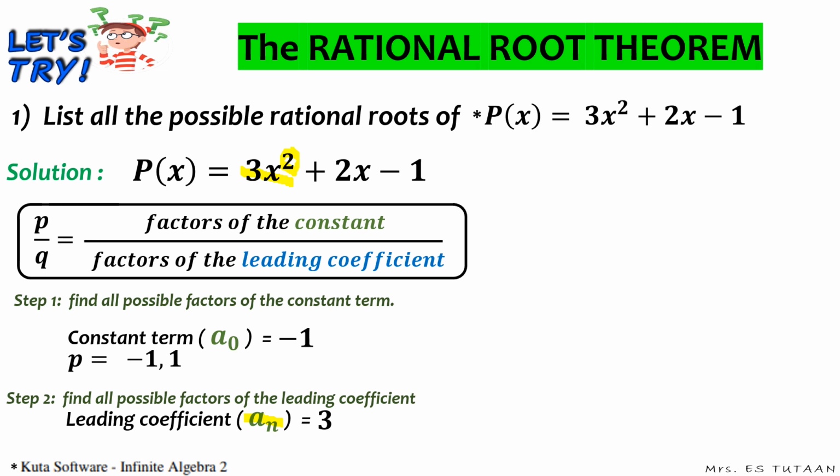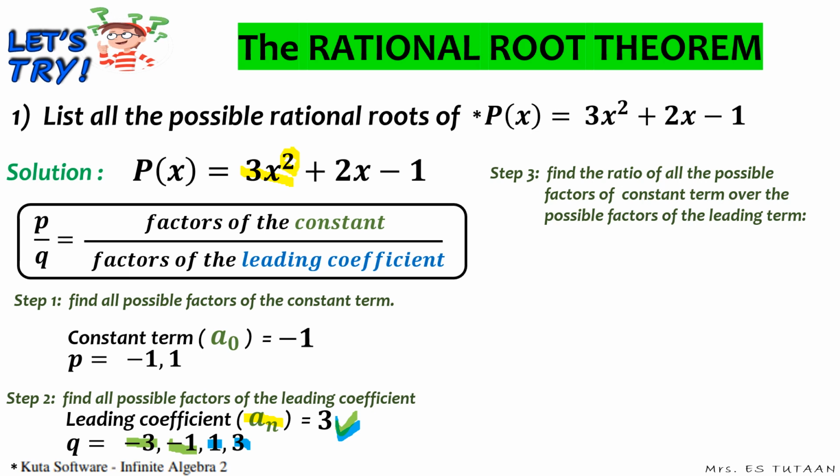So, what are the numbers or integers that when we multiply will give us negative 3 as the product? So, that is negative 3, negative 1, 1, and positive 3. Paano naging positive 3 yan? So, negative 3 times negative 1, that is positive 3. Okay? And then, we have positive 1 times positive 3. That is also equal to positive 3. So, that's how you get the factors.